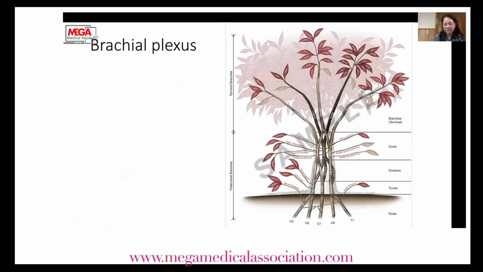Sometimes it's confusing to make the arrangements in your brain, so I find this picture very helpful. We'll start with the roots, which is like a tree. It starts with the root, and then the roots go up and form trunks. Trunks divide and form divisions. We might not be able to see them above the ground, but then they start to form cords, and then cords form the branches, which are the end nerves that we work with.